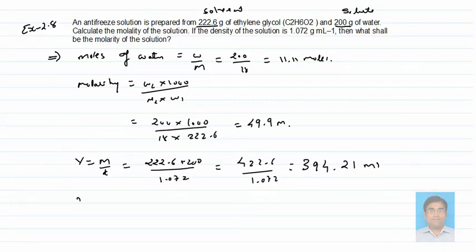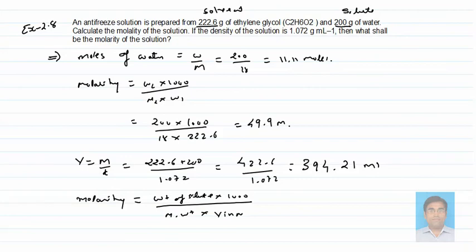Now we have to find out molarity. Molarity equals to again weight of solute into 1000 divided by molecular mass into volume in ml. Now weight of solute we know that it is 200 gram because here we are just taking water as a solute. 1000 divided by molecular mass, we know that it is 18 into 394.21.